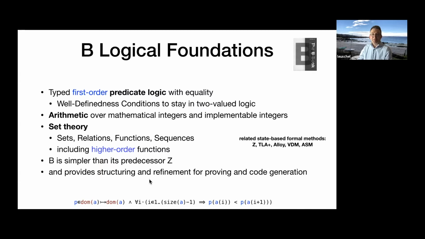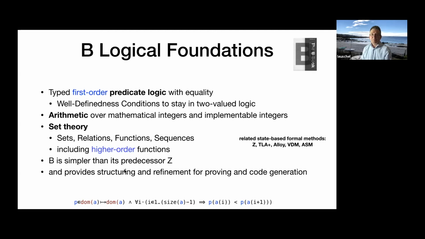For those familiar with Z, B is rooted in arithmetic over integers only. So there are no reals. It has a distinction between mathematical integers and implementable integers, the ones that you can actually generate code for. As you know, it's rooted in set theory. Compared to other tools like Alloy, it allows higher-order sets and functions. It has dropped quite a few things from Z to make it more easily amenable to tooling.